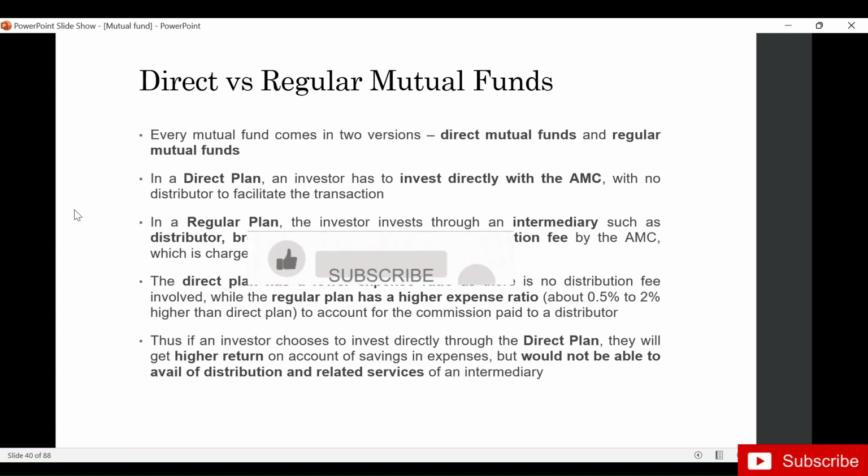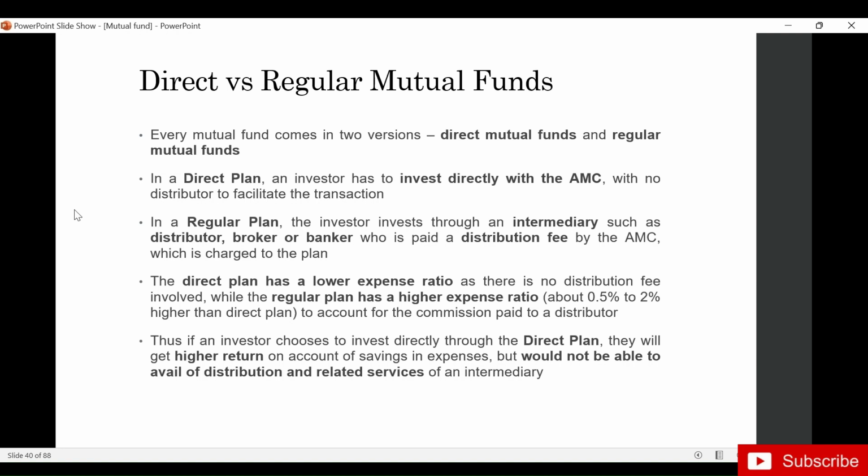In the direct plan, an investor has to invest directly with the asset management company, and there is no distributor involved to facilitate the transaction. In the regular plan, an investor invests through an intermediary such as a broker, a distributor or a banker, who is paid a distribution fee by the asset management company.